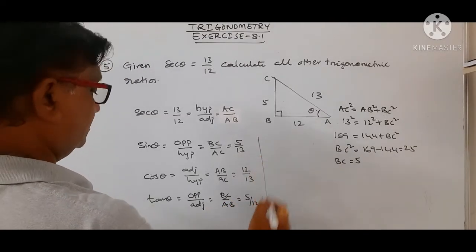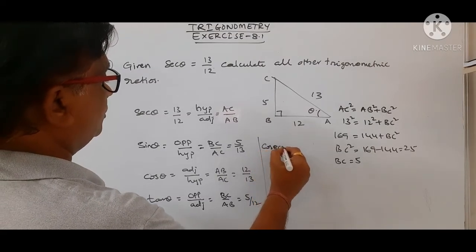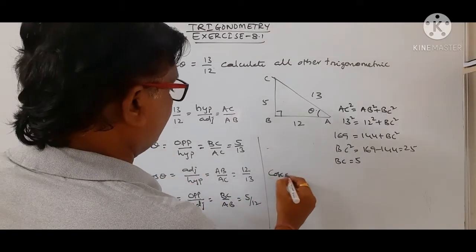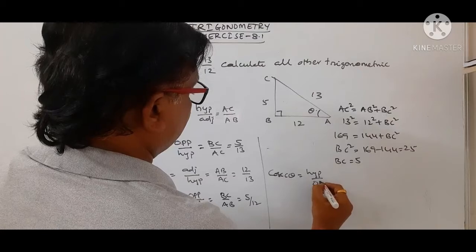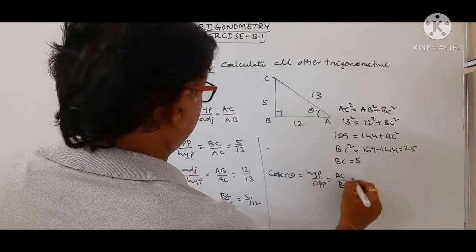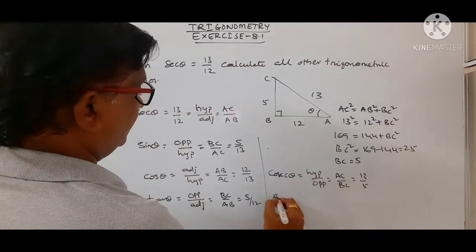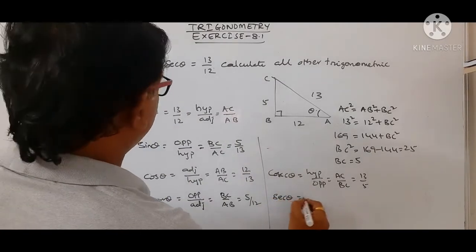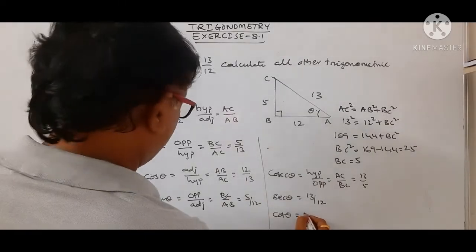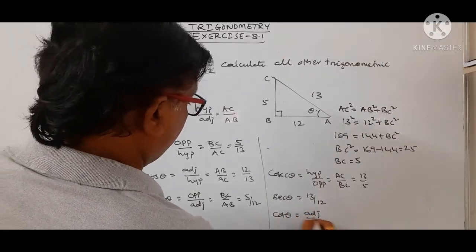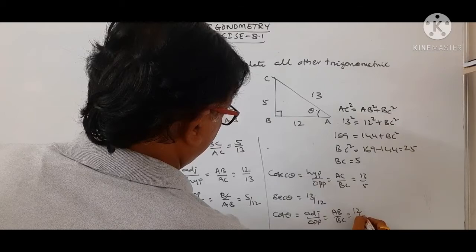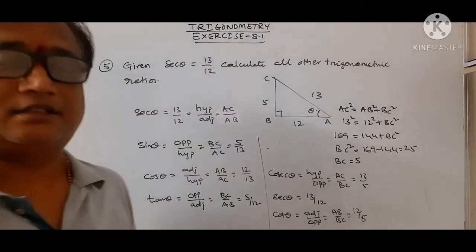Similarly, we are going to find cosecant theta. Cosecant theta means 1 by sin theta. Otherwise you can write cosecant theta equal to hypotenuse by opposite. Hypotenuse by opposite means AC by BC. So 13 by 5. Secant theta is already there. You can write secant theta equal to 13 by 12. And cot theta. Cot theta is adjacent by opposite. So AB by BC. So 12 by 5. You can write like this.